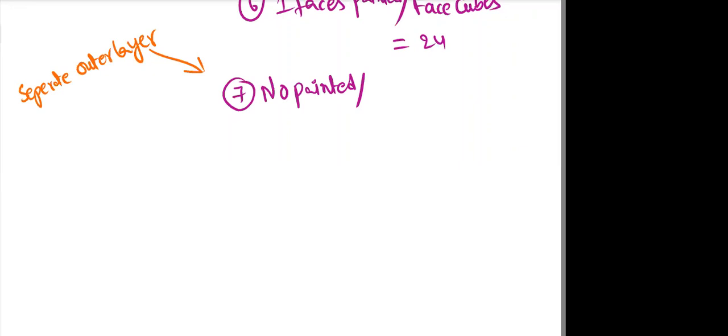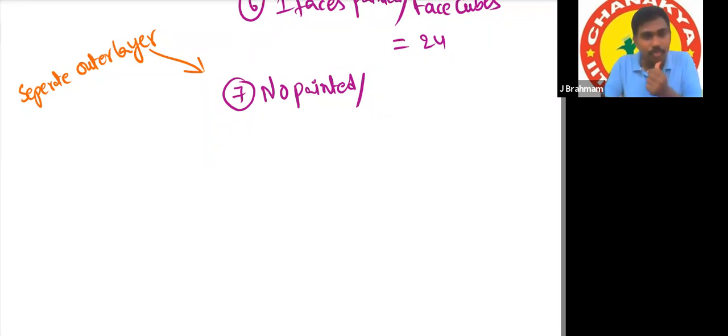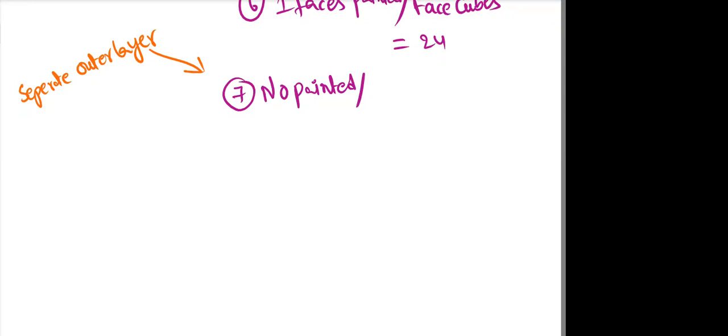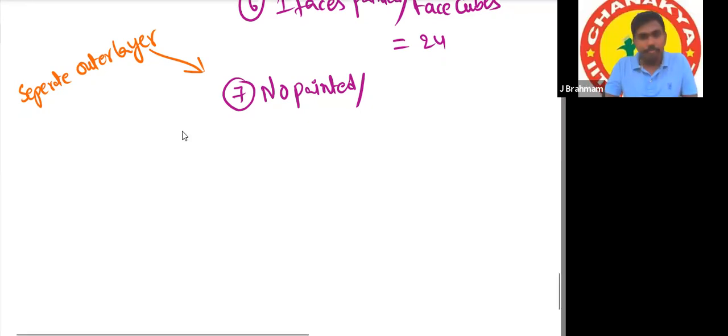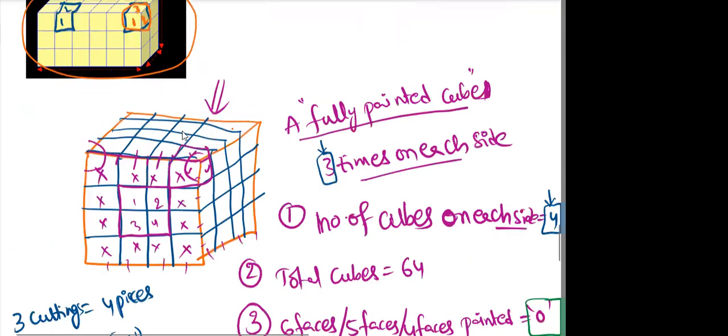Sir, I didn't understand the outer layer, inner layer concept part. Sorry, what is your doubt? Tell me again. Sir, I didn't understand the outer layer, inner layer, that thing you're explaining. Okay, see, I'm explaining on this.